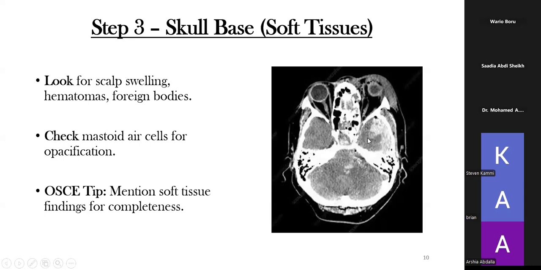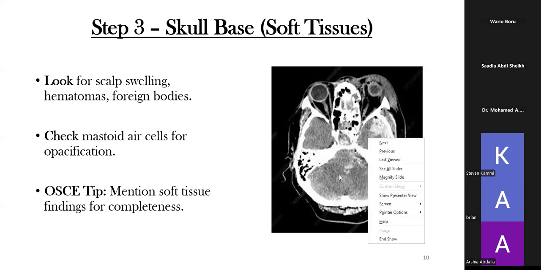I hope you can see my arrow. This is the middle cranial fossa. The temporal bone delineates the middle cranial fossa posteriorly, and you can see the wing of the sphenoid bone. Then here, what you have is the posterior cranial fossa.